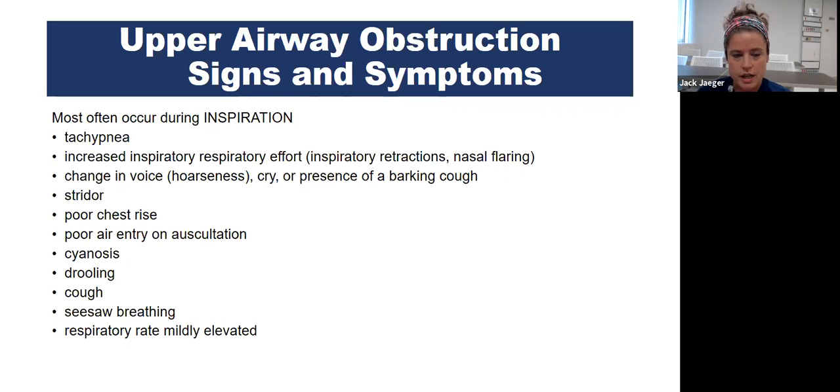Poor chest rise. There's going to be poor air entry. They can have cyanosis. Frequently, these kids are drooling because they can't swallow their secretions from all the swelling. They will have that cough that's usually barky. You'll see some seesaw breathing where the abdomen and the chest look like a seesaw from each other. And the respiratory rate is going to be mildly elevated. They're having to produce some work to get the air in.